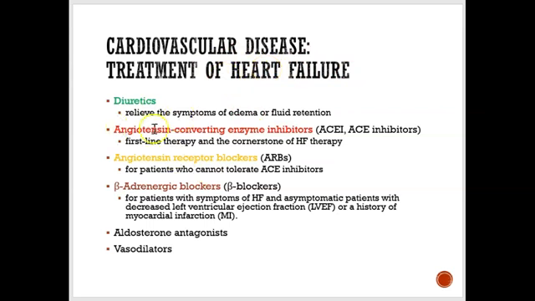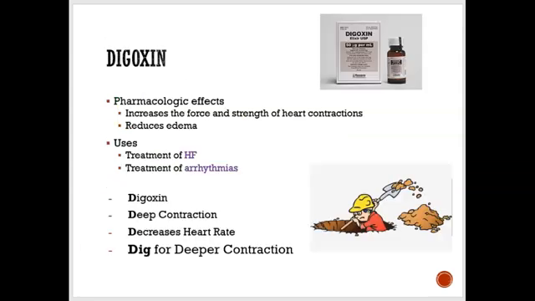Then there's something called angiotensin converting enzyme inhibitors. I know it sounds fancy. A short way of saying that is ACEI, or ACE inhibitors. There are ARBs, and there's beta adrenergic blockers. So we're going to look at those. I know it sounds confusing, but it'll get easier.